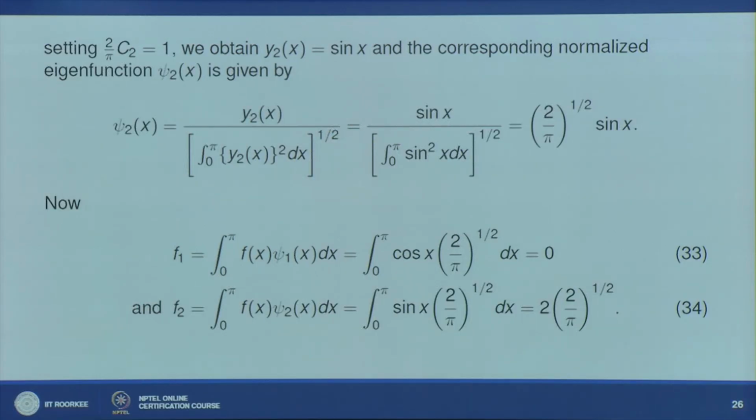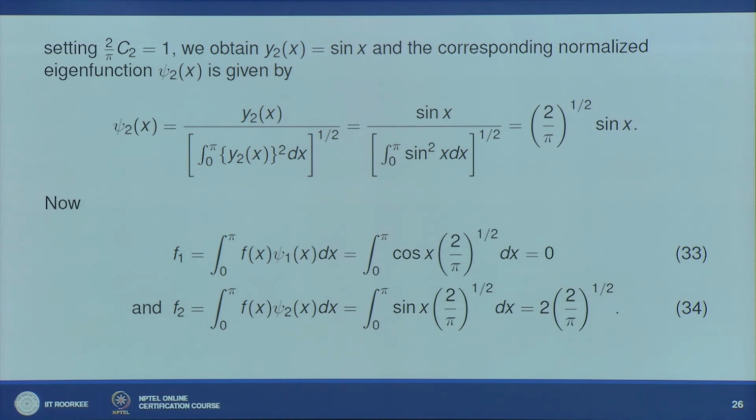Now in a similar way we can find f1 and f2, which are the Fourier coefficients of f corresponding to the eigenfunctions psi1 and psi2. So f1 is the integral from a to b, that is 0 to pi, of f(x) psi1(x) dx, and it comes out to be 0. And f2 is the integral from 0 to pi of f(x) psi2(x) dx, which you can calculate; it comes out to be 2 times the square root of 2 by pi. So f1 and f2 are known to us.